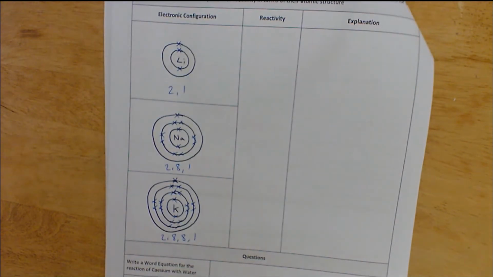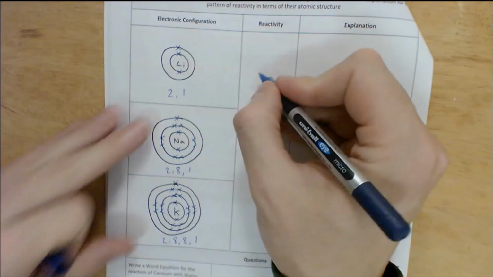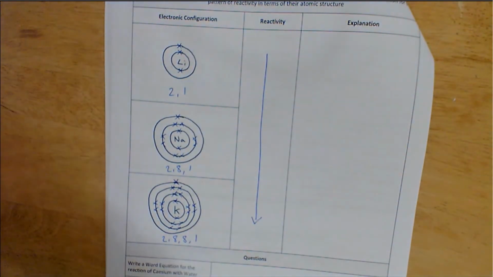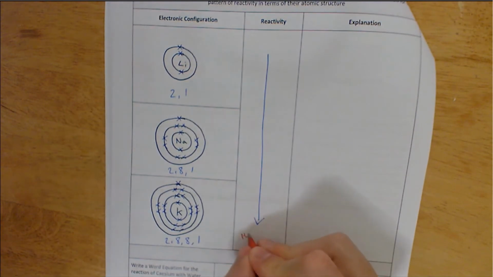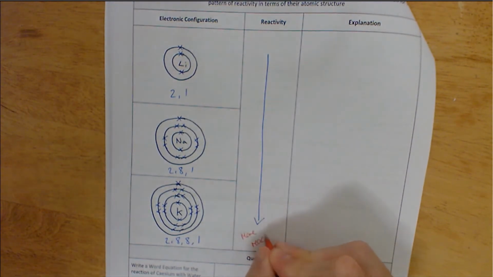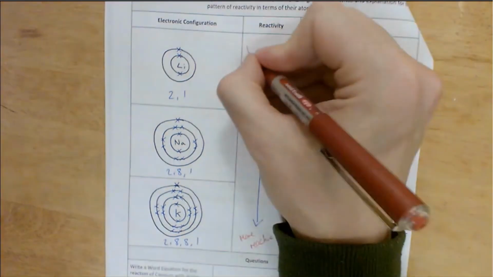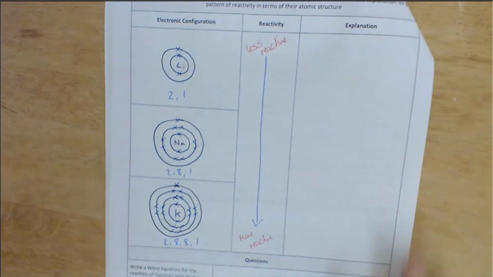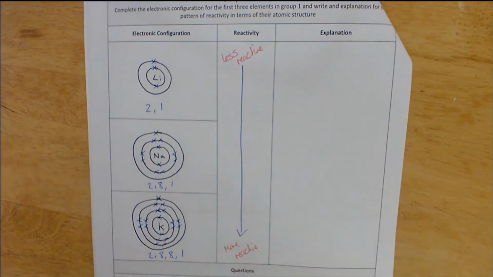So, we saw very clearly that their reactivity got more reactive as you went down the group. So reactivity, clearly, we have more reactive as you go down the group, or less reactive as you go up the group. Now, we need to be able to explain why.